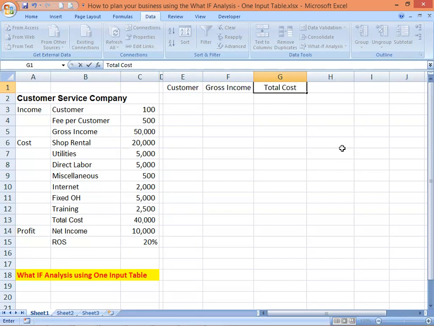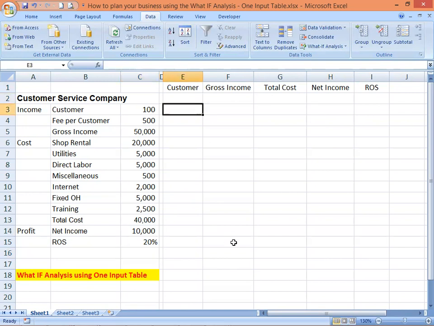To run the business, you need to have cost. Then, of course, you're earning now, net income. And then the last one would be the return on sales, ROS, in terms of percentages, which means net income over gross income. So that would be your percentage. See the formula? Net income over gross income. That is the ROS.